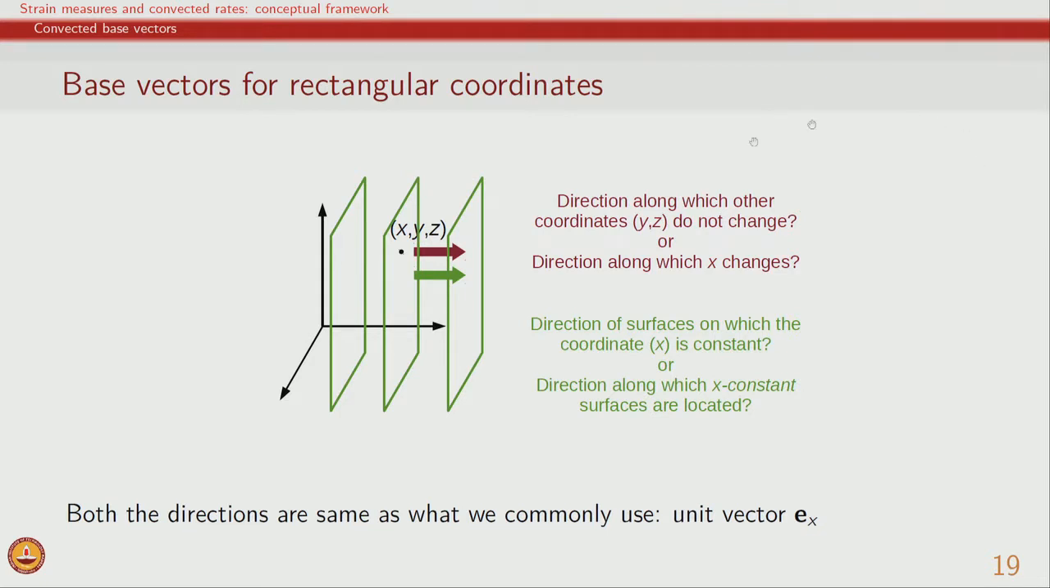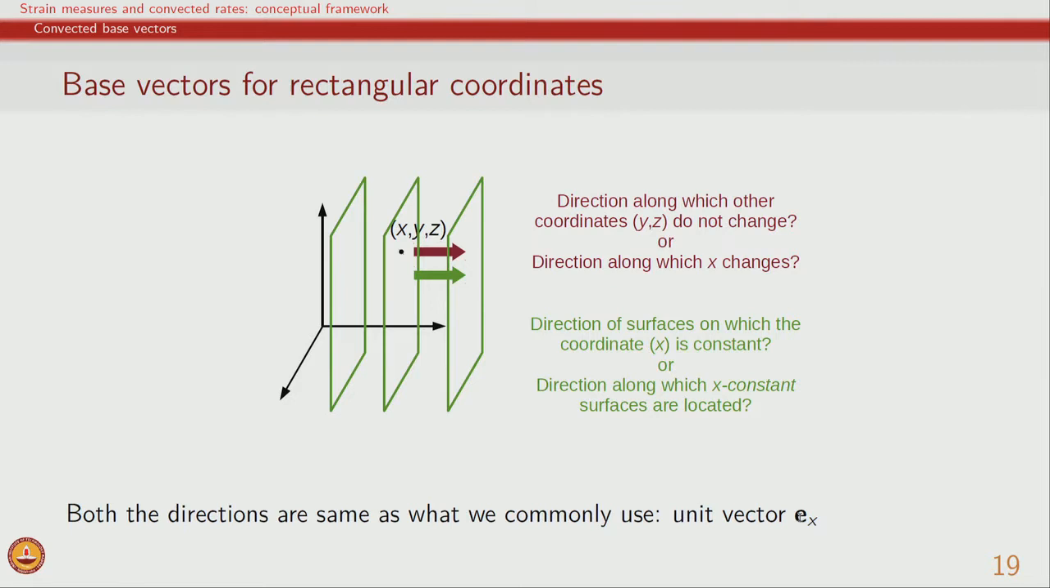So, therefore, in all the cases, based on what the green arrow is indicating, the direction of the base vector is again going to be the same. So, both the questions, the direction along which x changes or the direction along which x constant surfaces are located, are the same, and therefore, we use E x.